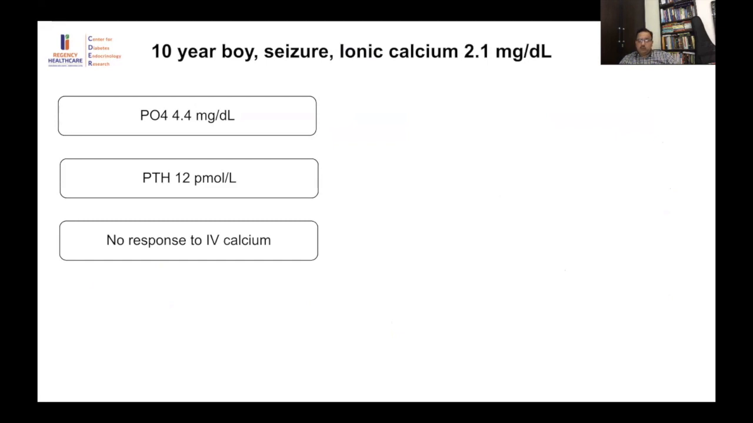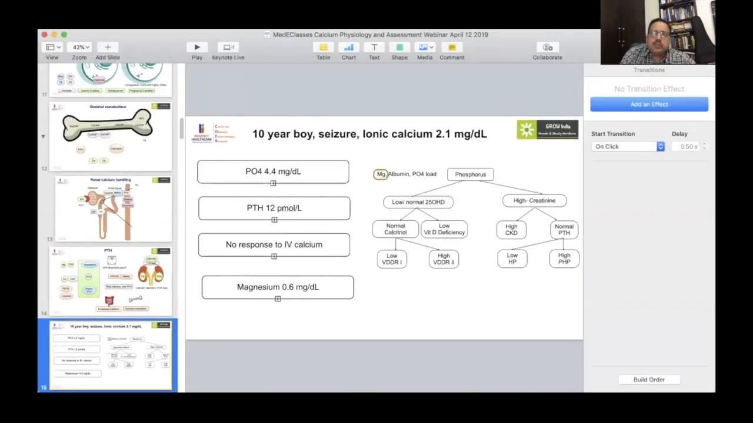So there is a lower level of PTH for the level of hypocalcemia. There is no response to IV calcium. So what should be the next step? You can use the Q&A section to put the information as to what you think should be done in this perspective. So what do you think is the cause in this situation? What we're looking at here is a child who looks like hypoparathyroidism. The phosphorus is not very high. So what should be done in this situation?